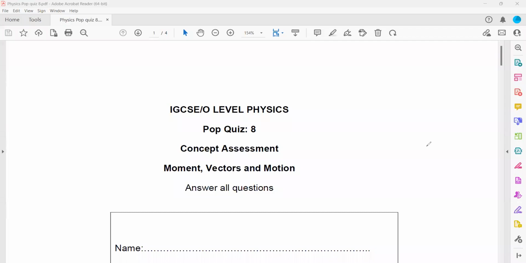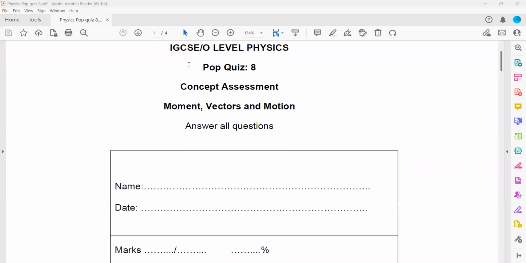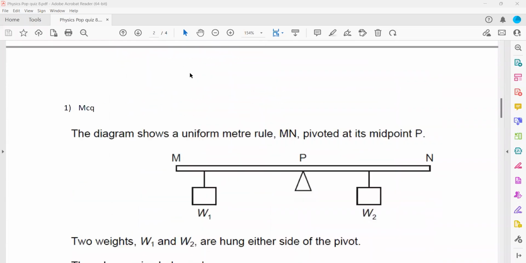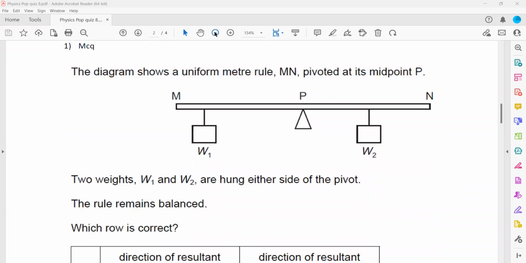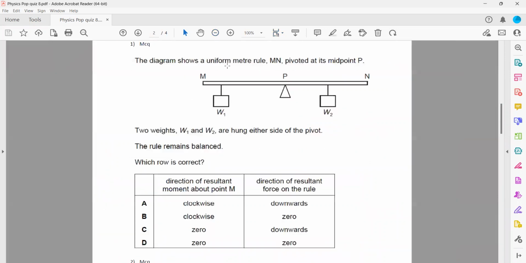So this was pop quiz 8, which was related to the topics moment, vectors, and motion. In the first question, the first three are MCQs, and then there's a structure question. The diagram shows a uniform meter rule, or a meter scale, which is pivoted at its midpoint. W1 and W2 are the two weights attached on either side. The rule remains balanced, which means it is in equilibrium.